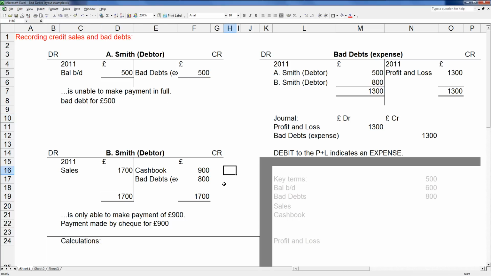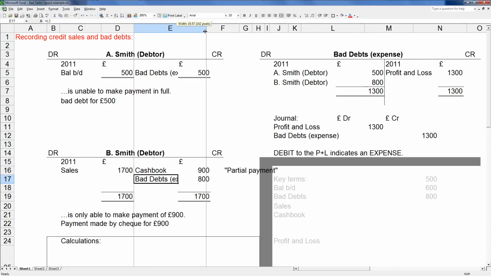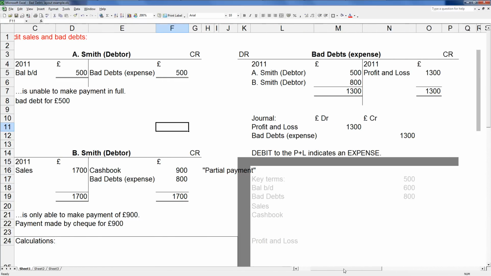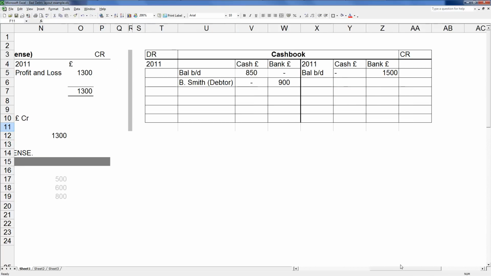So again, over to the cash book, we've showed you that. I'm not going to tie it up again, it's just as it is for the example. But that is how you record credit sales of the existing balances during the year: full bad debt, partial payment, and partial bad debt. And obviously then how to treat the bad debts accounts. Remember the rules for that. And that's all I wanted to show you today.